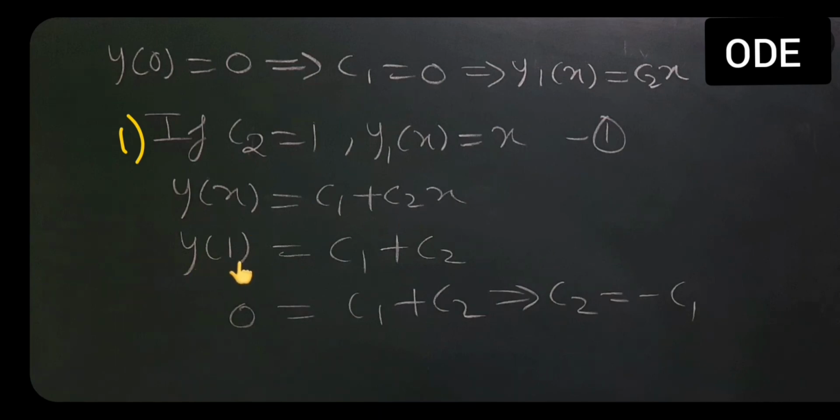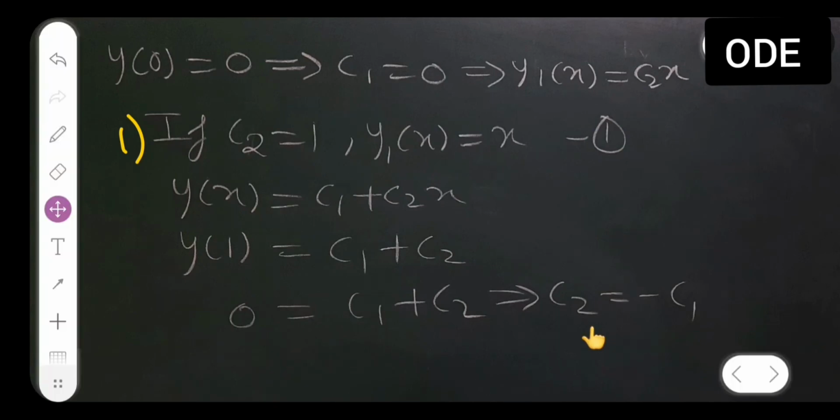Now y of 1 is equal to what? c1 plus, wherever there is x I have put 1. So c1 plus c2. Now what is my boundary condition? y of 1 was equal to 0. That's why I have put 0 here. The rest, write it as it is. Now this implies nothing but c2 is equal to minus c1, because I have taken this to the other side, so it will become minus c1, okay?